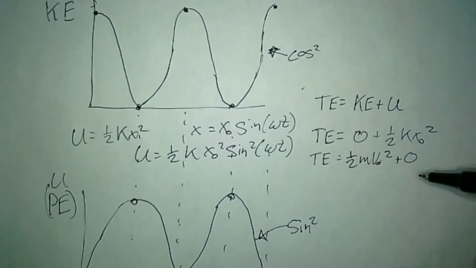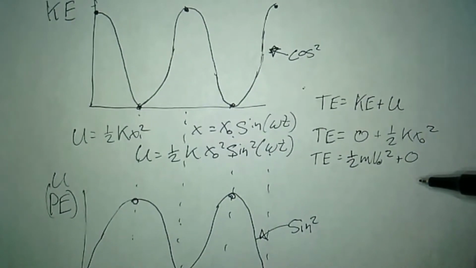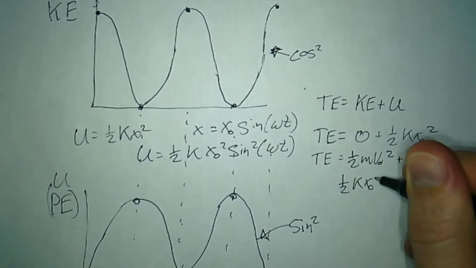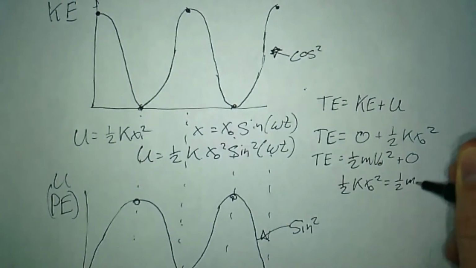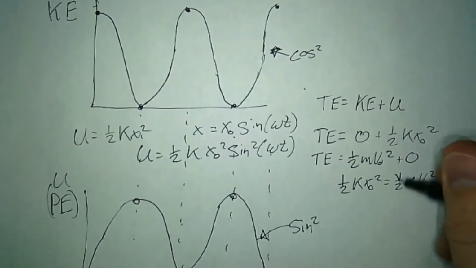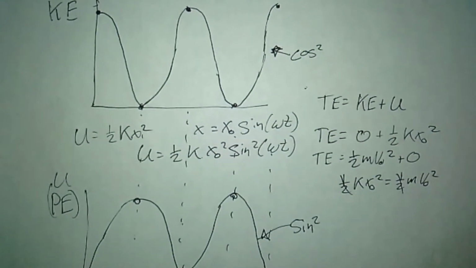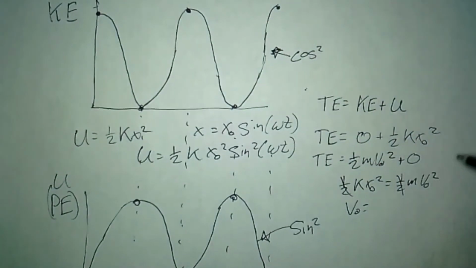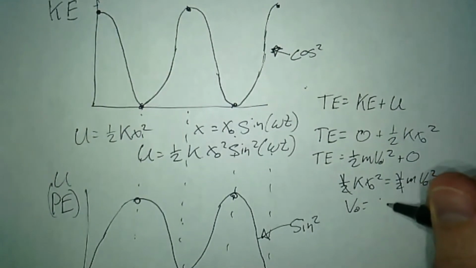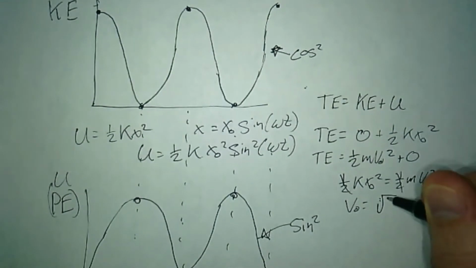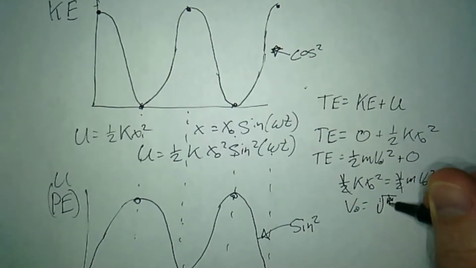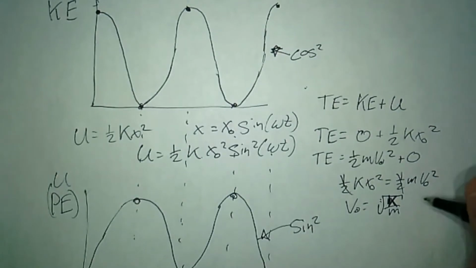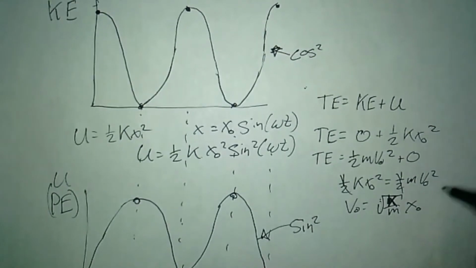So what I can do is say that 1/2 k x naught squared is equal to 1/2 m v naught squared. Cancel these halves because no one cares. And let's solve for v naught and just use x naught as our basis. So v naught is going to equal the square root of k over m times x naught.